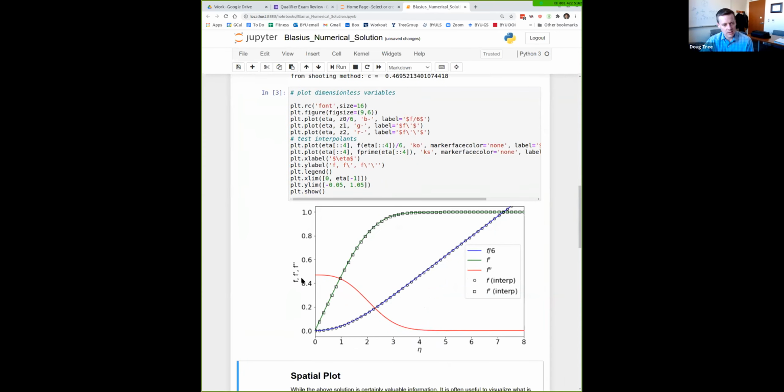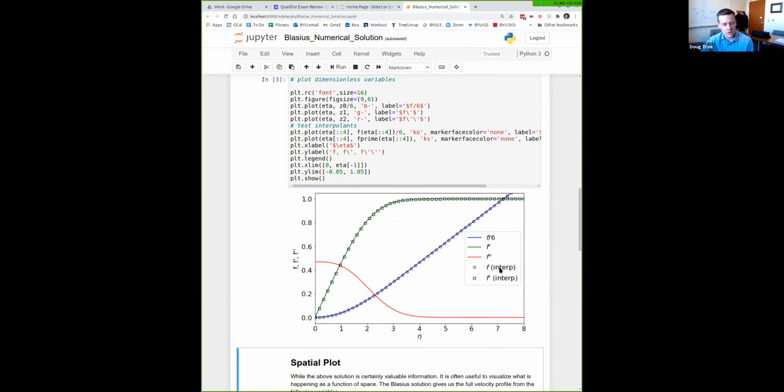And this is what we get. f is this blue line here. I divided by 6 so it would fit on the same plot. I don't know that it means a whole lot to stare at it, but that's what f looks like. f prime is the green one, and you can see f prime asymptotes at 1, which is what I wanted to show. And then f double prime is this curve that drops here and goes to 0.